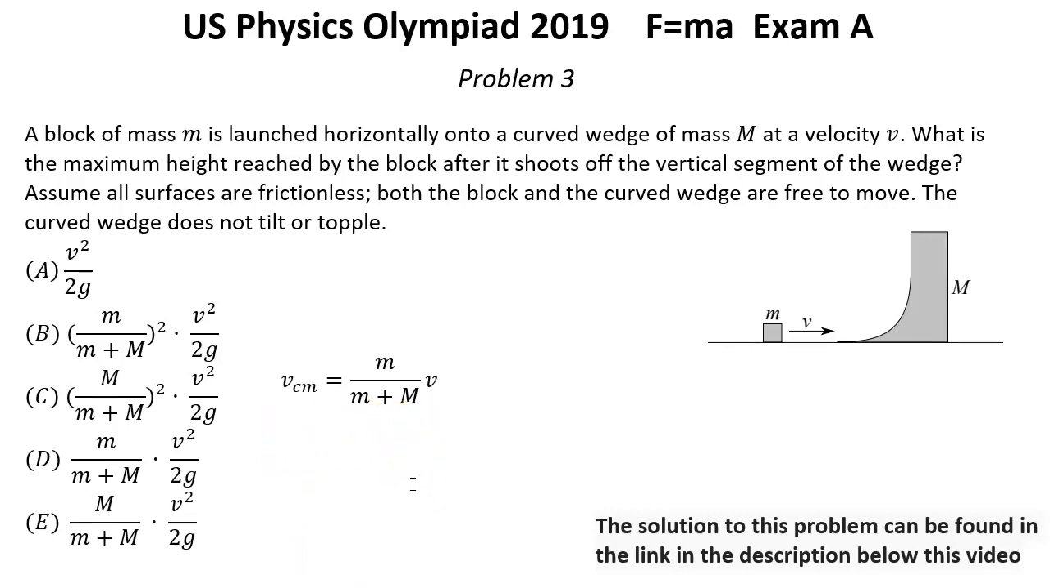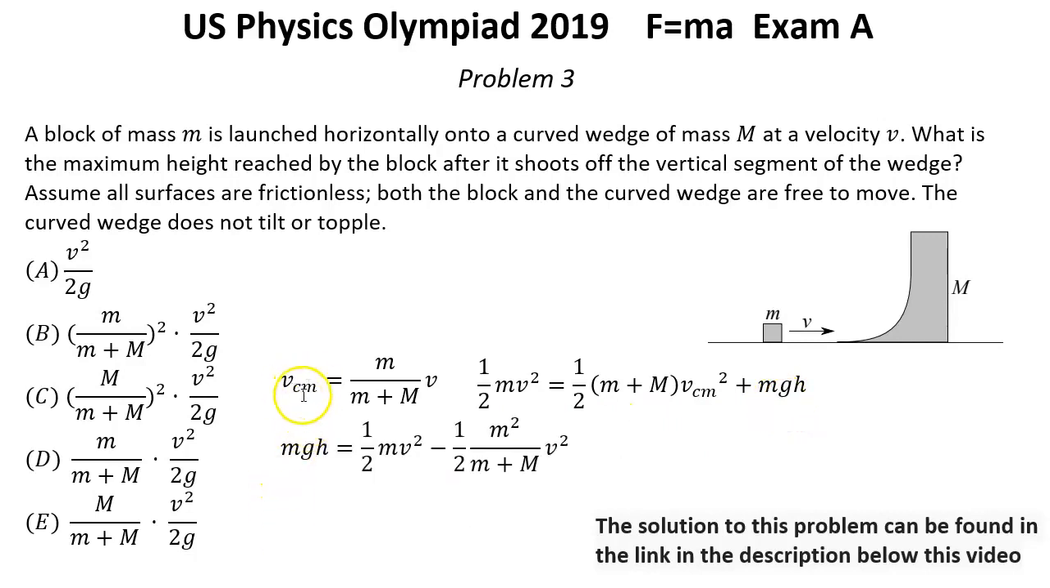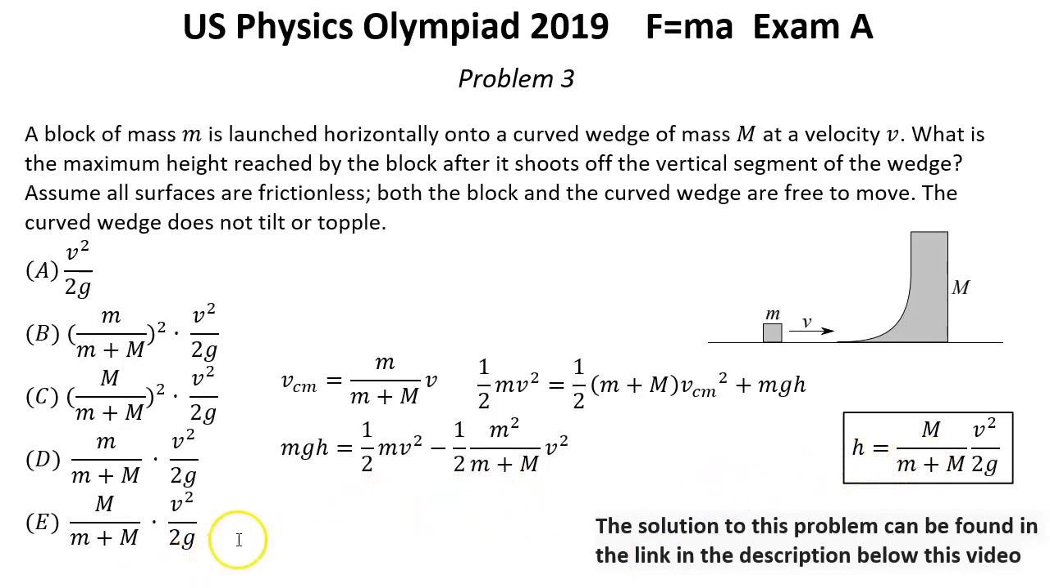And now we can write energy conservation. So we have the initial kinetic energy of the first block equal to the kinetic energy of the two blocks together plus mgh. So that's the equation from which we can count h. When we put in the expression for V center of mass, we will get this equation, and after that h equals this value. That's answer E, and that was a solution for problem number 3.